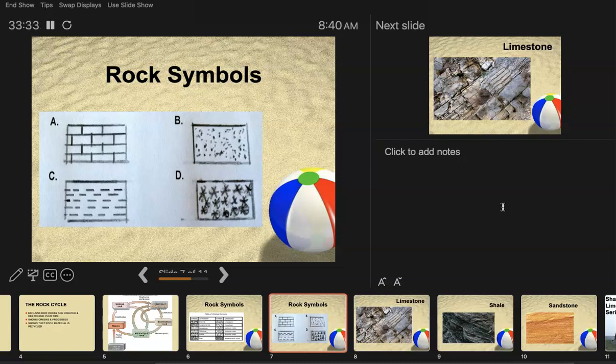Number C there, the dashes look like tire marks or whatever. That's our shale. And again, if you're familiar with shale, you know shale's a whole lot of thin layers. It's all broken up and everything. So it makes sense.